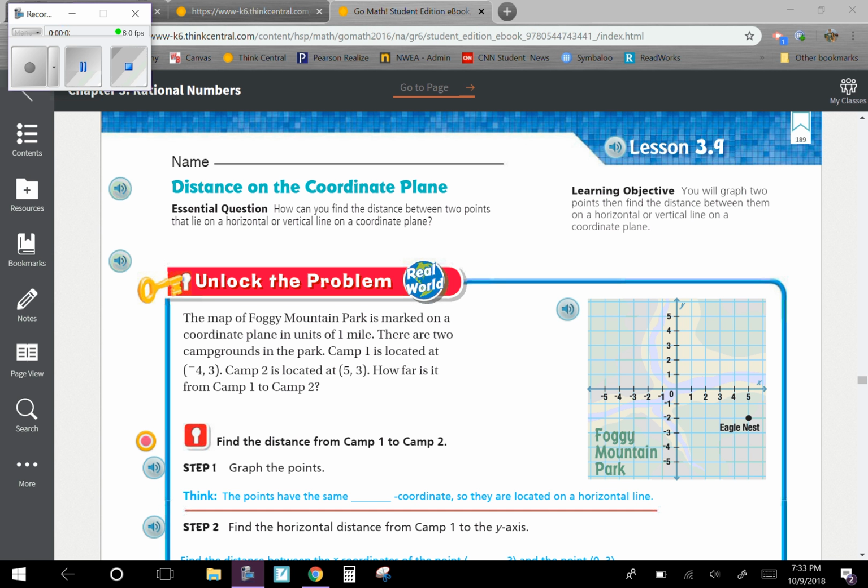Chapter 3, Lesson 9, Distance on the Coordinate Plane. Our learning objective is that you will graph 2 points, then find the distance between them on a horizontal or vertical line on a coordinate plane.